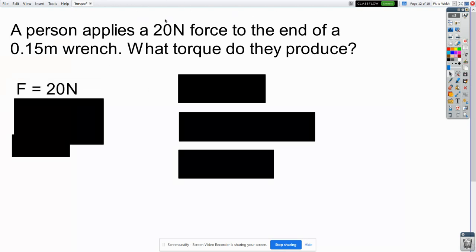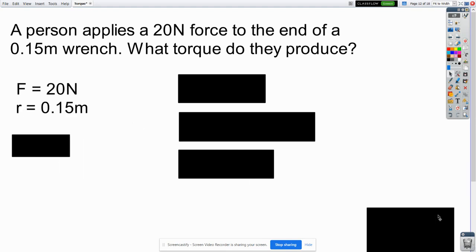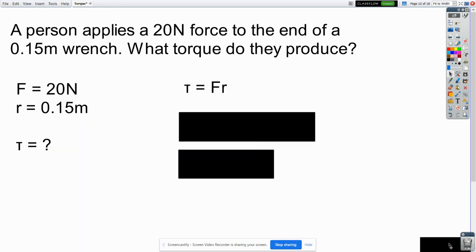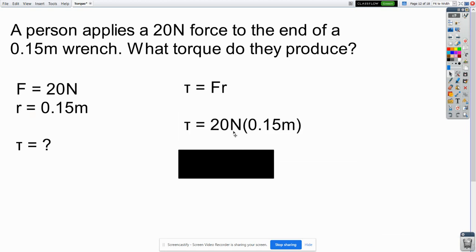So the force is the newtons, the 20 newtons. And this time we're talking about the length of the wrench. And the length of the wrench goes from the axis of rotation out to where the force is applied. So when you're talking about the length of a wrench, you are talking about a radius. So the 0.15 meters is the actual number we need this time. And again, we're looking for torque. Torque equals force times radius. The force is 20 newtons and the radius, the length of our wrench, is 0.15 meters.